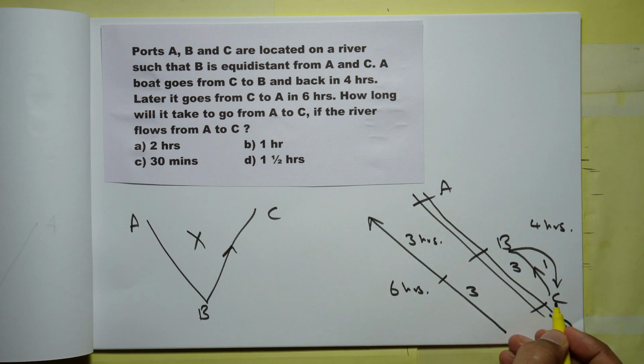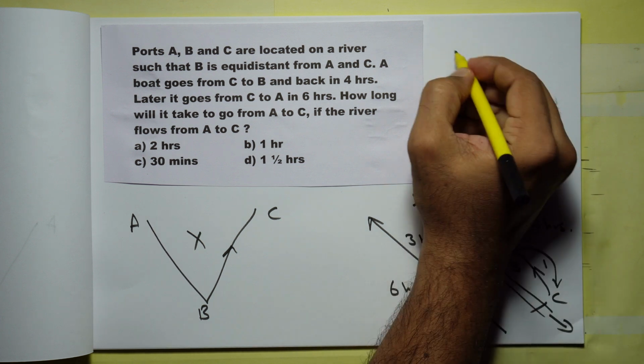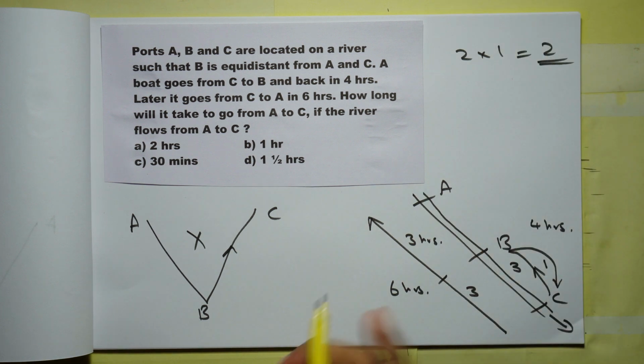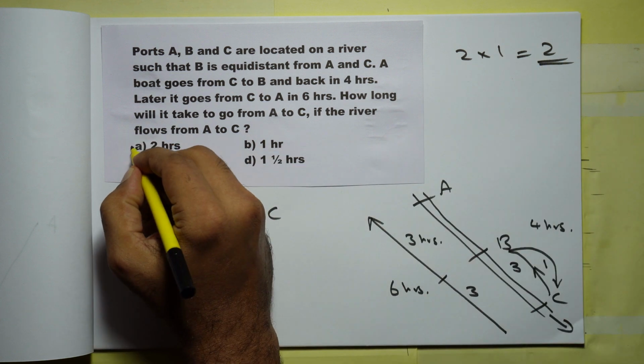Now A to C will be double the distance because B is the midpoint. B to C is 1 hour, so A to C is double the distance. So double of 1 hour, you will get 2 hours. So if the boat were to go from A to C, it will require 2 hours. That is option A.